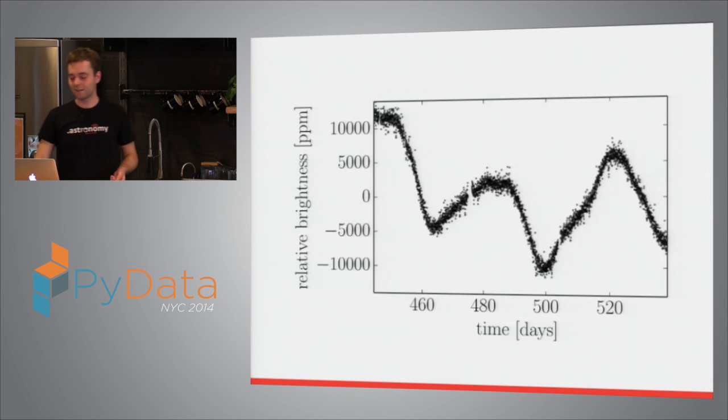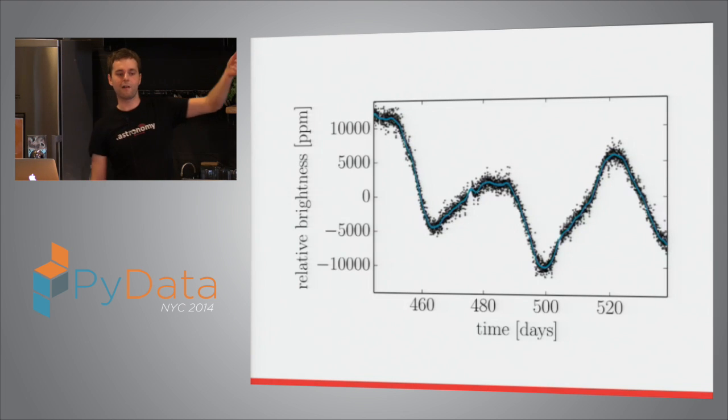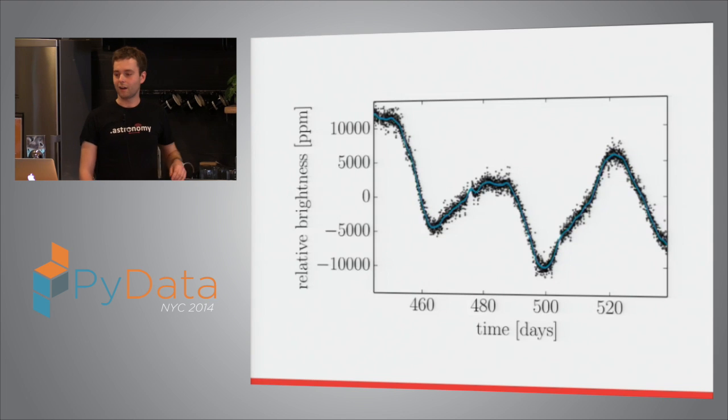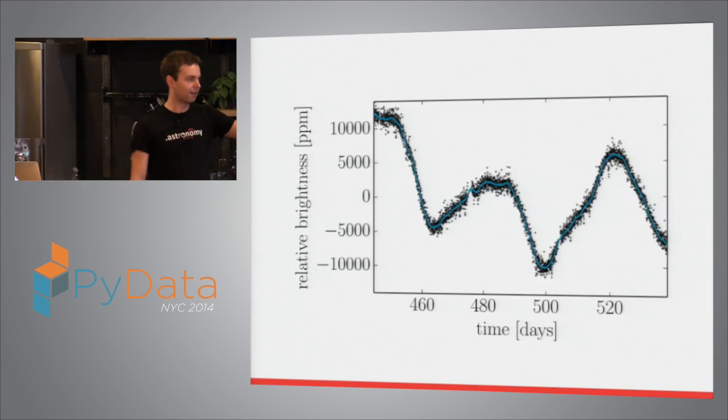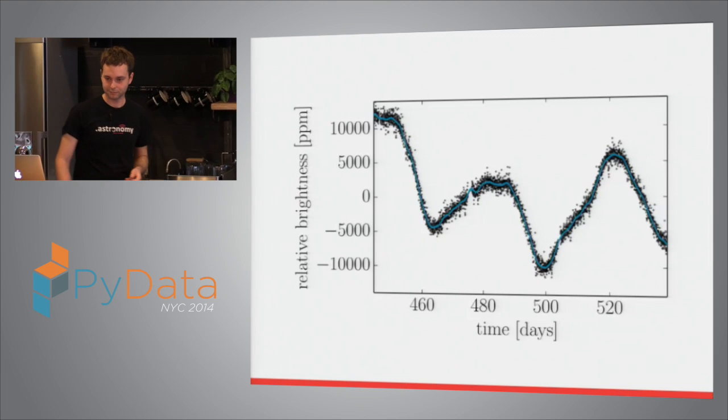So if we take this and just fit a Gaussian process to it, we get this line right here. This line actually has some width to it. It's a probabilistic estimate for what the star is doing. And you can see that that looks pretty reasonable.